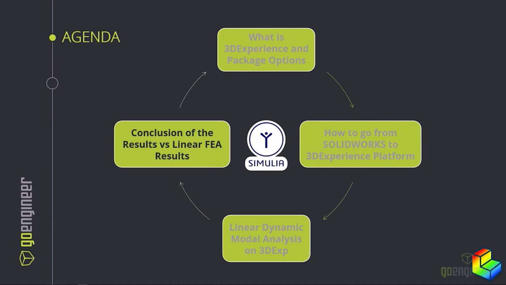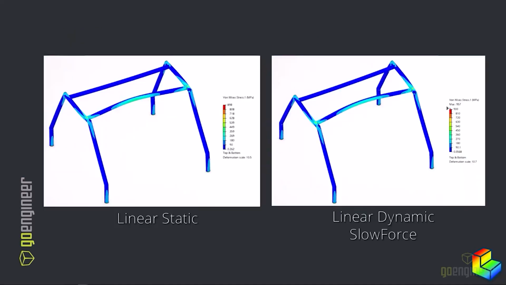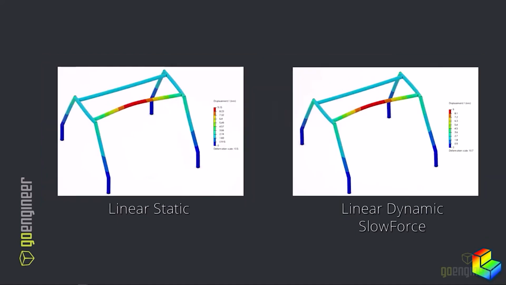So what conclusions do we see from all of this? I went ahead and ran this same model on the platform using a linear static analysis method. So what you see here are screenshots of the max von Mises results for both the linear static and the linear dynamic slow force analysis. Here you can see a screenshot of the max displacement results for both the linear static and linear dynamic slow force analysis.